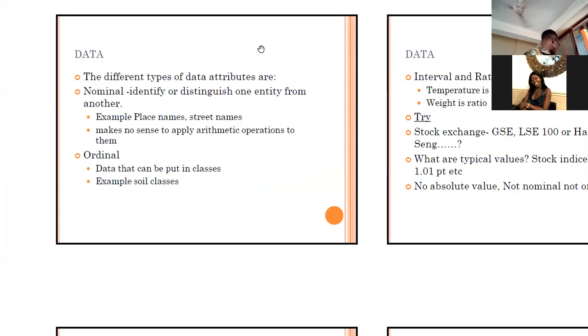We can talk about nominal data. Nominal data means data in which the names are of essence. They help you to distinguish one thing from the other. Nominal, N-O-M, nom in French, means name. So data like Accra, Ivory Coast, London, Ontario, all that kind of data is called nominal data.